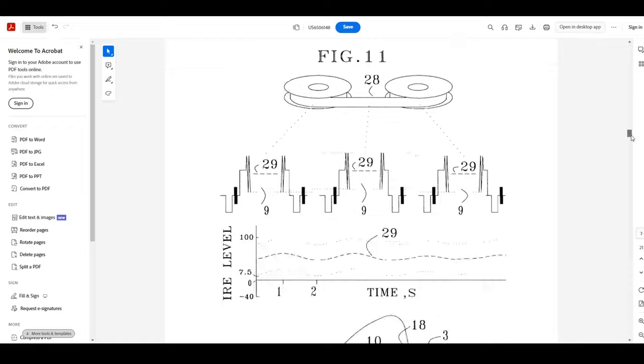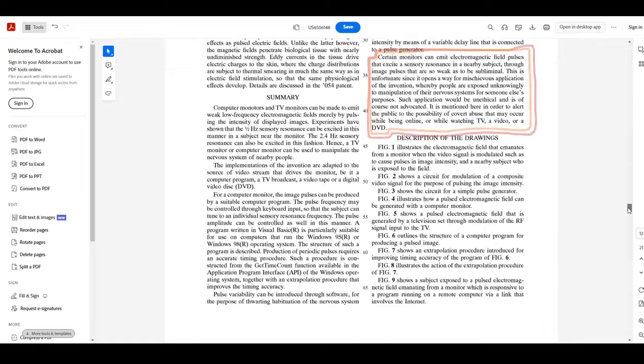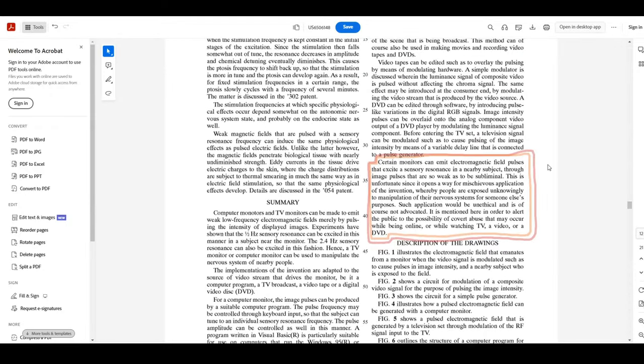One more paragraph. Keep in mind, this is from the patent itself, which was filed by Dr. Hendrikus G. Luce in 2003 for this one. Quote, "Certain monitors can emit electromagnetic field pulses that excite a sensory resonance in a nearby subject, through image pulses that are so weak as to be subliminal. This is unfortunate, since it opens a way for mischievous application of the invention, whereby people are exposed unknowingly to manipulation of their nervous systems for someone else's purposes. Such application would be unethical and is, of course, not advocated."